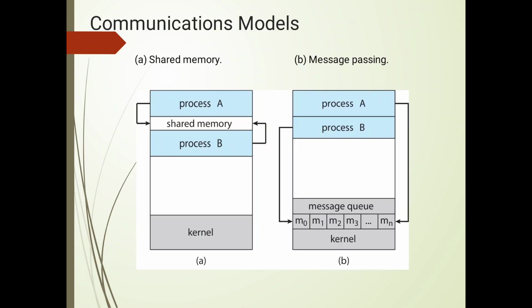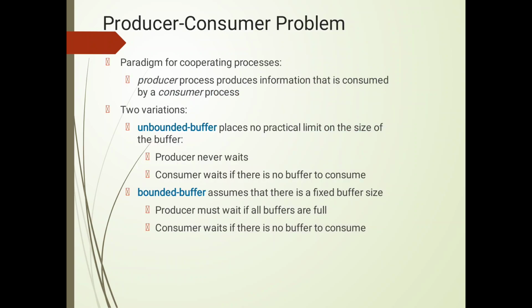These are the communications models for shared memory and message passing. Here process A and process B are executed. They can't use the shared memory directly, so they communicate using the kernel. In message passing, messages are in a queue that is to be passed between A and B.